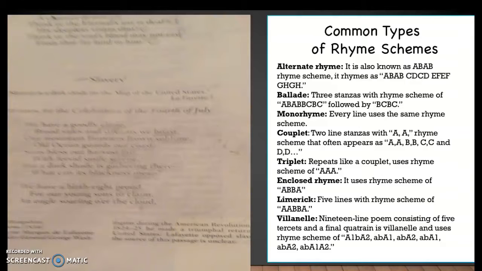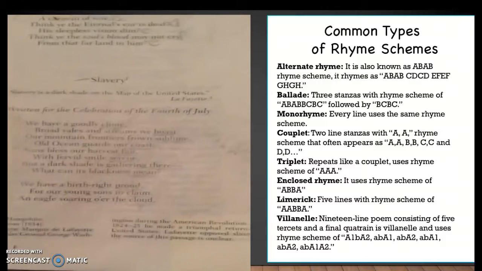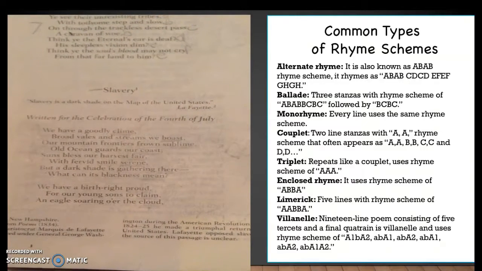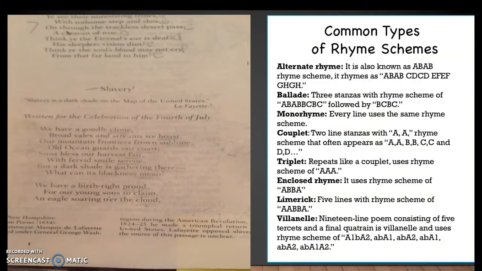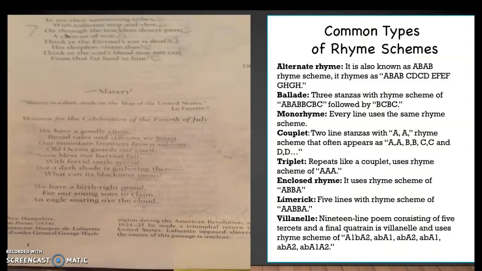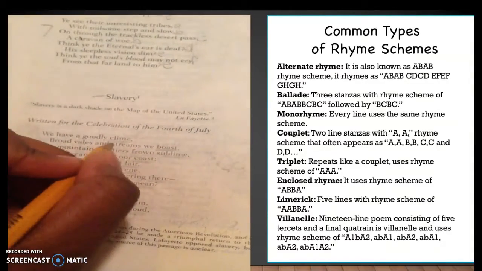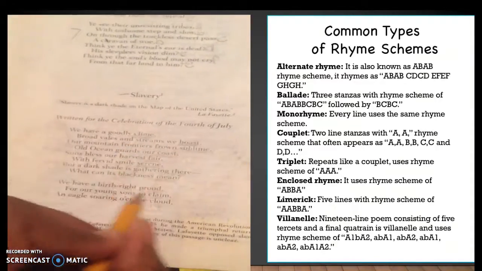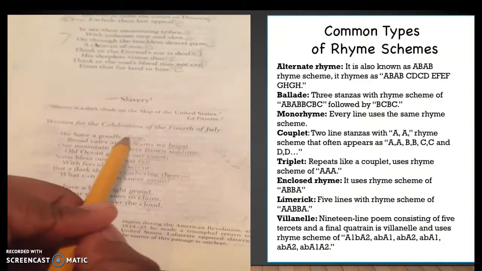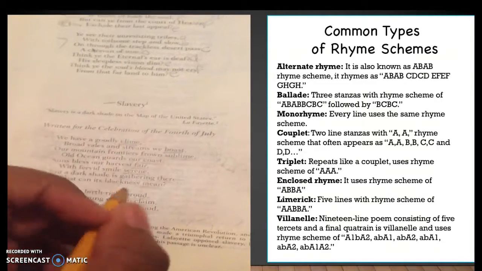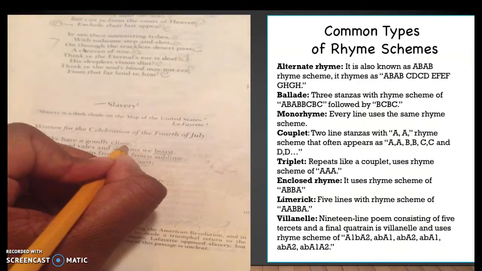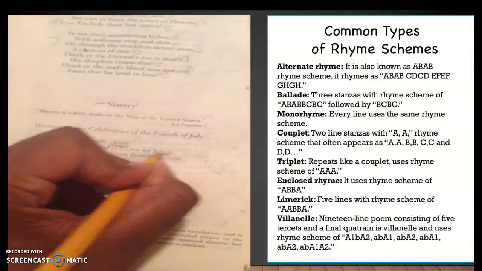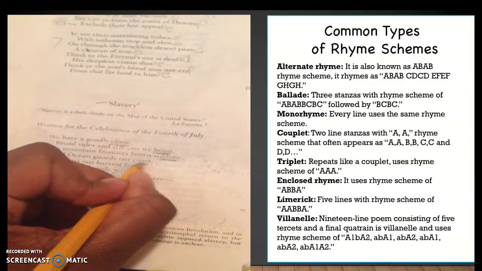Now that we've discussed the common types of rhyme scheme, let's look at the video. Now that we have discussed the different components of a rhyme scheme along with the common types of rhyme schemes, let's try to determine the rhyme scheme for this particular poem. We're going to start with that first stanza, and since you're focusing on how the last word in each line rhymes with one another, I always go ahead and underline the last word in each line. So let's do that right now.